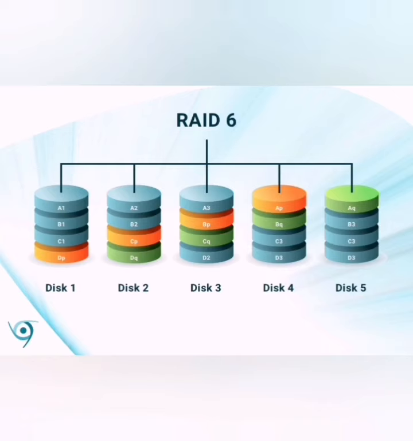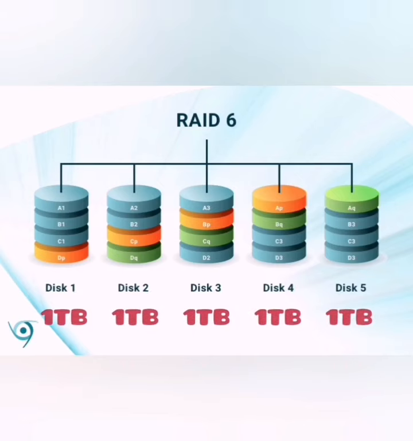However, RAID 6 will lose more storage space. For example, in these 5 disks, if each one is 1 terabyte, then the size of RAID 6 will be 3 terabytes only. So we lose more storage than with RAID 5. Of course, all the disks in RAID 6 must be the same size, similar to RAID 5.